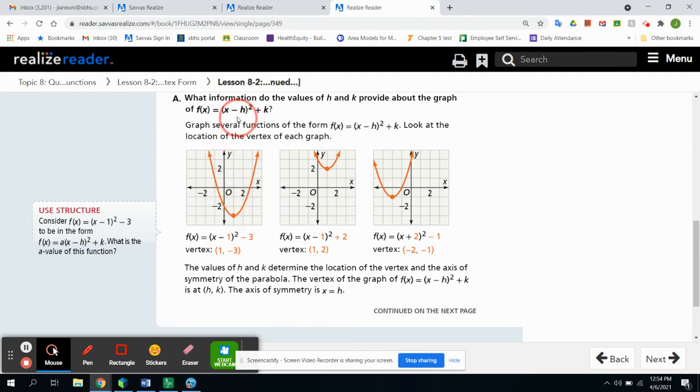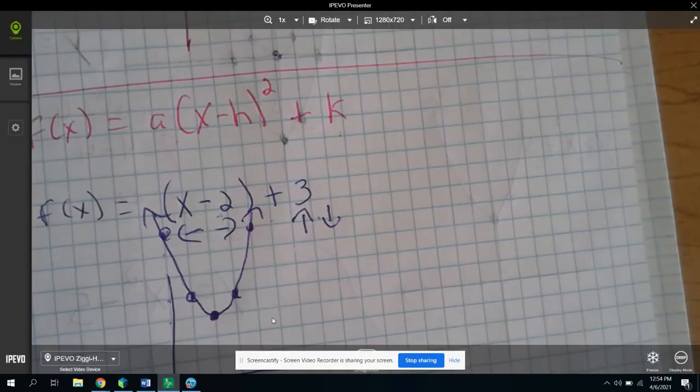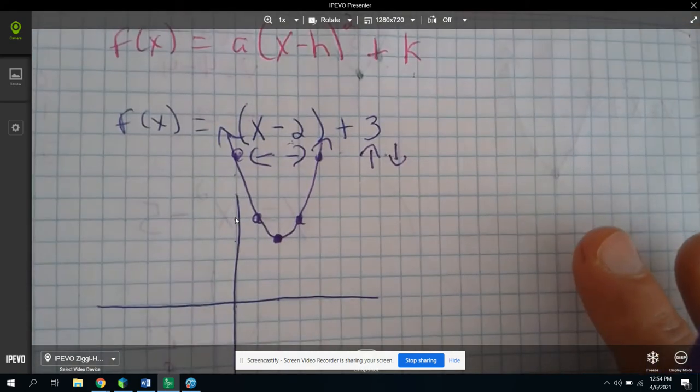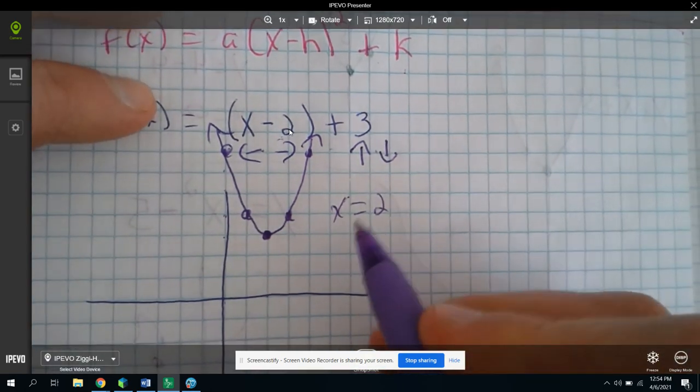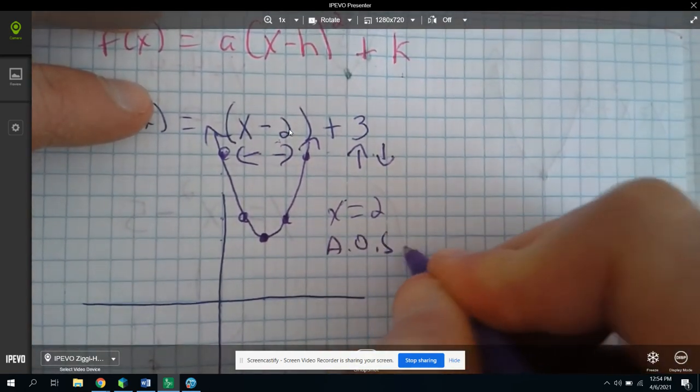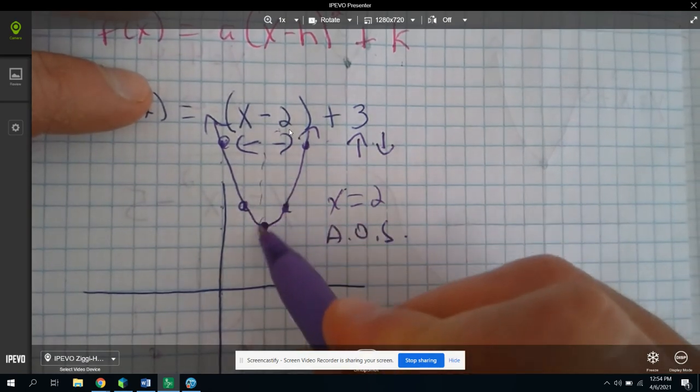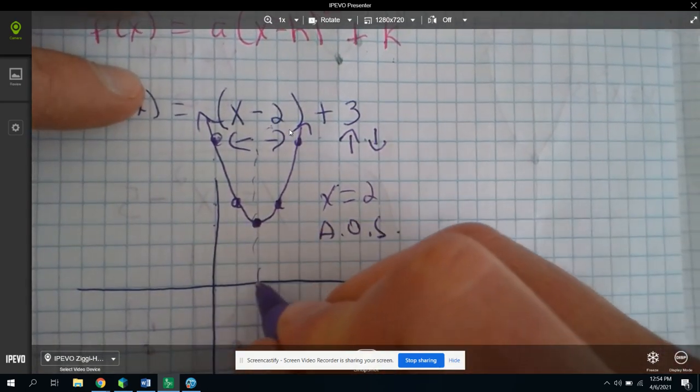Now you're saying, well, those are minus, Mr. I. Why is that? Notice it says x is equal to just the h value, so you ignore the negative sign and take whatever the h value is itself. So the axis of symmetry is x equals 1, x equals 1, x equals negative 2. And if we go quickly back to here, the axis of symmetry, or AOS, as you'll sometimes see it abbreviated, is x equals 2, and the vertex is at 2, 3.